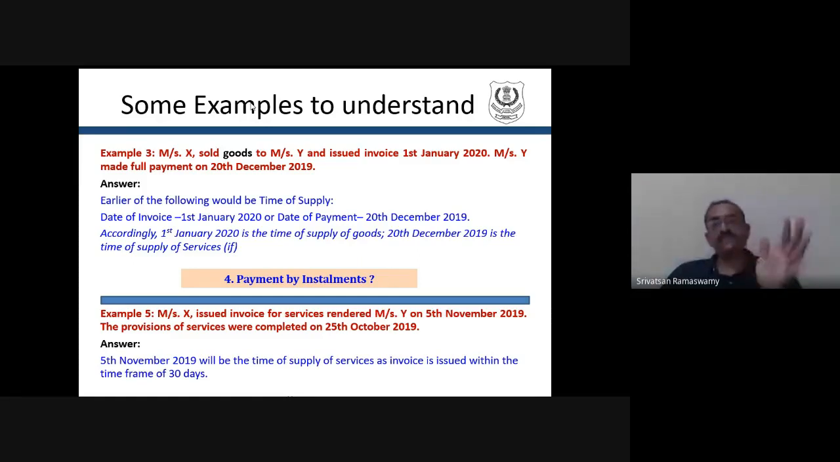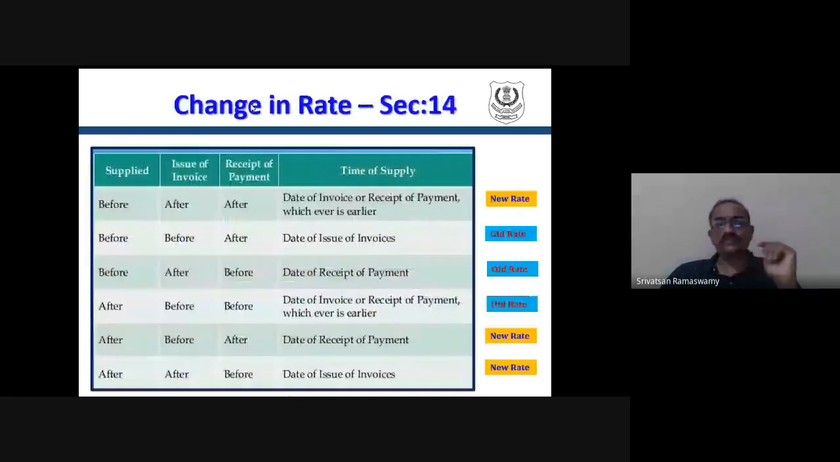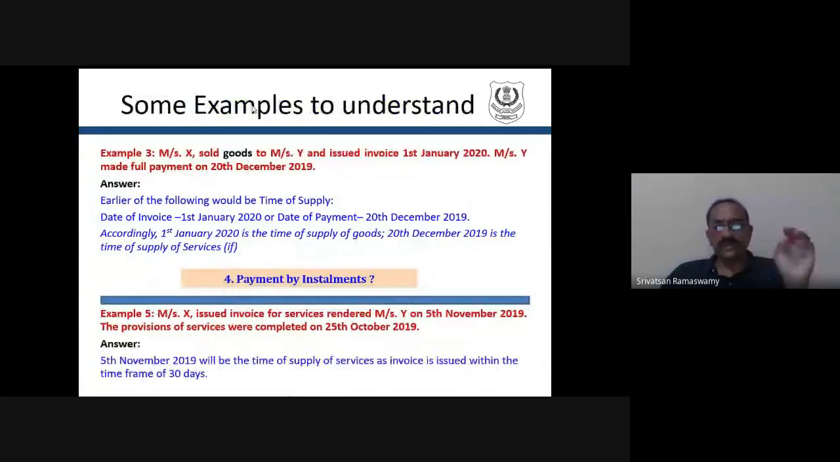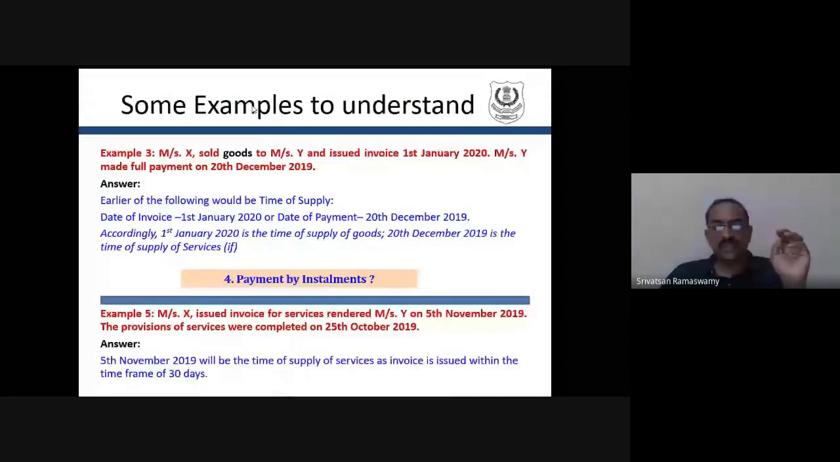Let us not worry about that. But the general rule of thumb is after provision of service, within 30 days, invoice will have to be issued. Otherwise, it will be treated as a non-compliance of the legislative obligation. So that is why this question is also here. So are you clear about this? Shall I go to the next one, or are there any questions?